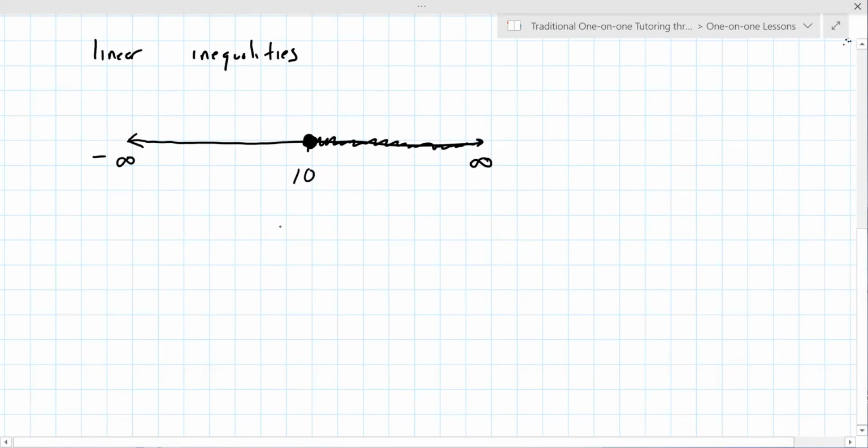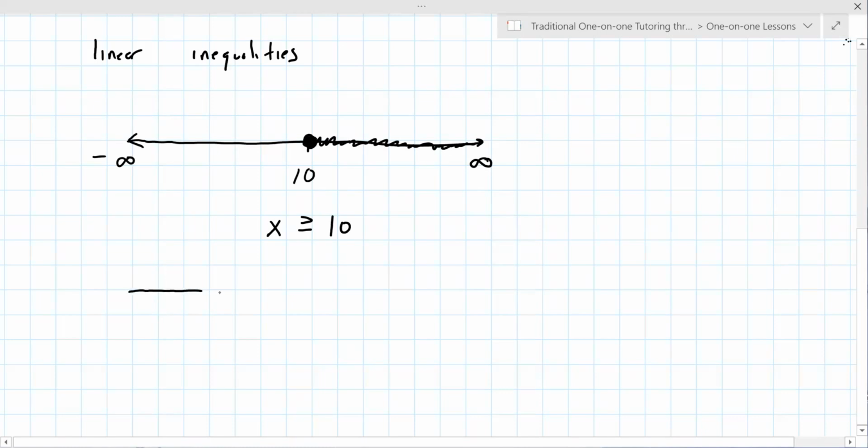So here's what this means. This means x greater than or equal to 10. You can see how the arrow is pointing right. That means it's everything to the right. This line underneath is because it's a filled in bubble there.